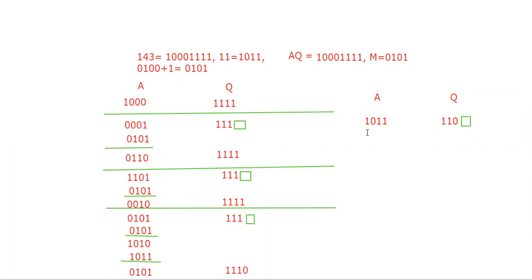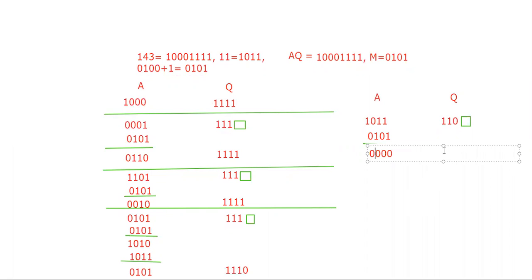Okay, now just add 0101. What is the answer? 1 plus 1 is 0. Then carry will be generated. 1 plus 1 will be again 0. Carry will be generated. 1 plus 1 will be 0. Again carry generated. 1 plus 1 will be again 0. And carry generated, which will be ignored.